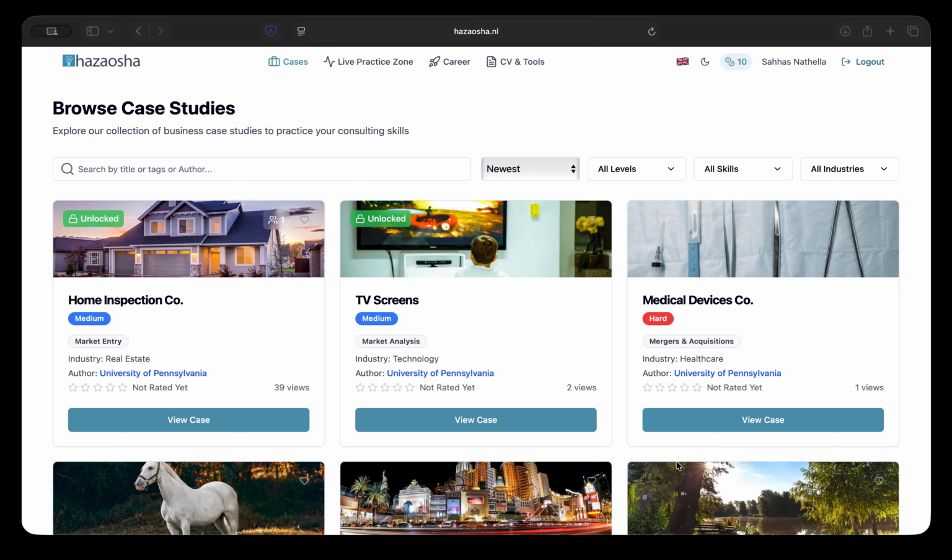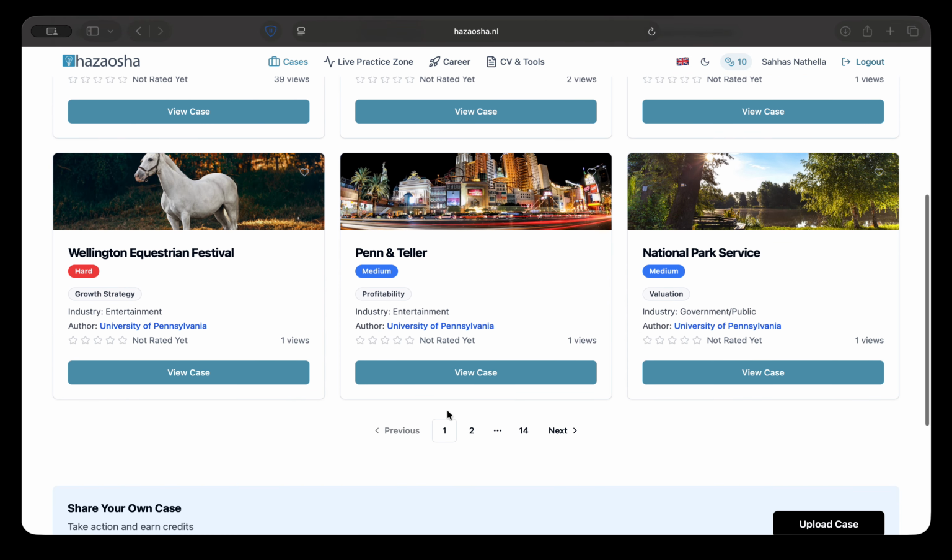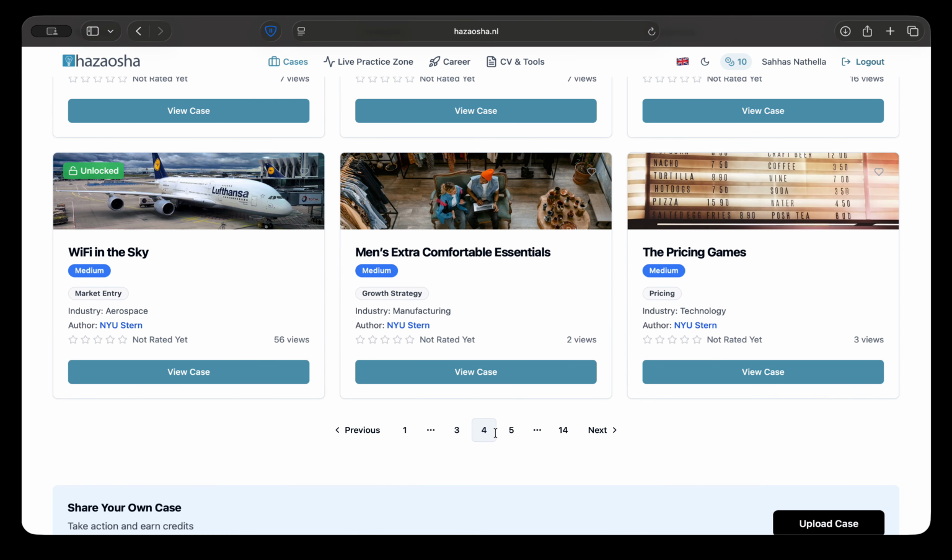Hi there. To practice a consulting case study, log into your Hazosha account on hazosha.com, then search for the case that you'd like to solve. In our case, I'm going to do a case called Wi-Fi in the Sky. Wi-Fi in the Sky is a medium difficulty case. The case is about market entry. The industry is aerospace, and we can see the author is NYU Stern. To get started, click on the View Case button.